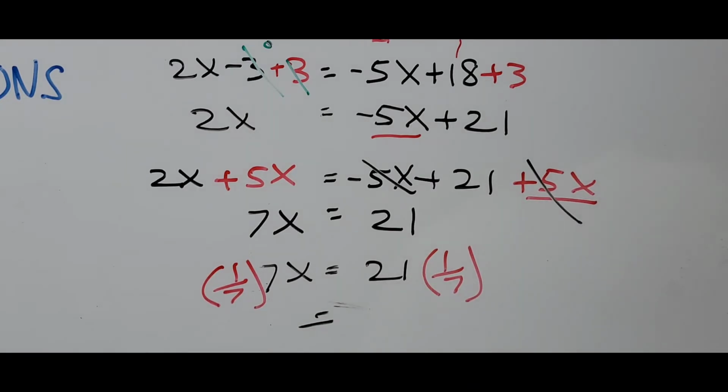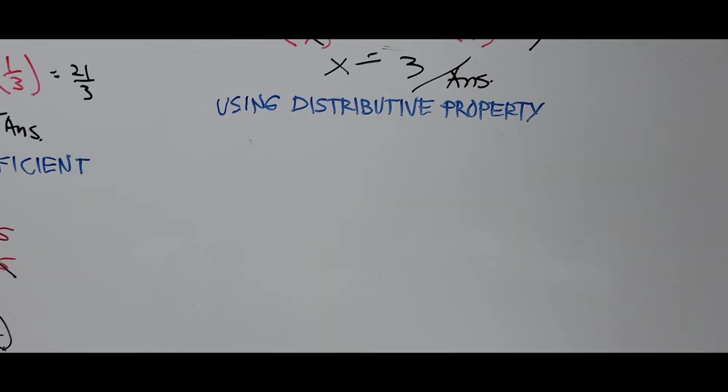So we solve the equation now, right? Because 7 divided by 7 is 1. So what we have left right here is x equals 21 divided by 7. What's that? It's 3, right? So that's the answer. Now we move on to our lesson.